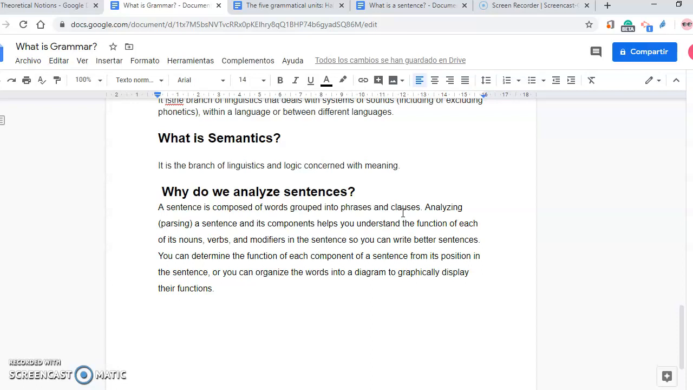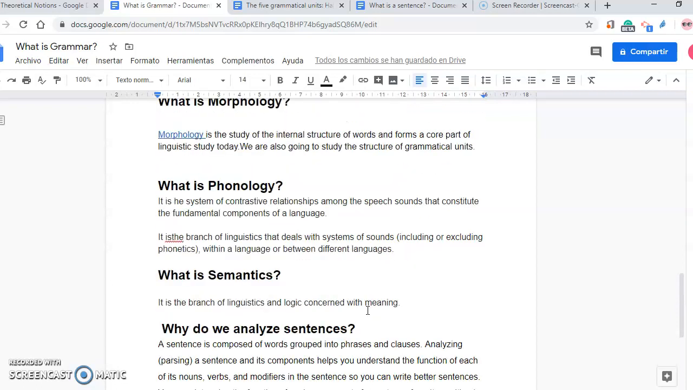And I would add, you can write better sentences and you can teach how to write better sentences, and you can detect when there is a problem when a student is writing. You can determine the function of each component. This is something we will be talking about, the function of each component of a sentence from its position in the sentence, or you can organize the words into a diagram to graphically display their functions. All this is what we are going to do.